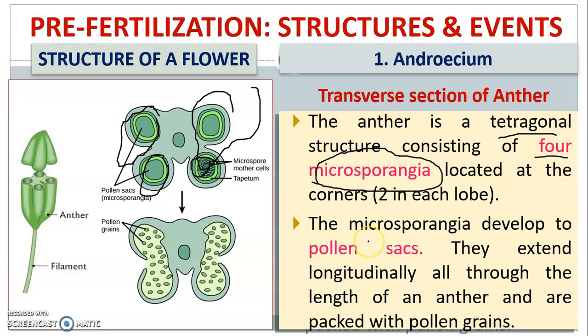Now, the microsporangia further develops into a pollen sac. Now, the word is pollen sac. The pollen is the male gametophyte, and sac is the bag-like structure. So pollen sac means the sac that contains the pollen grain, right? So the microsporangia that develop into the pollen sac extend longitudinally all through the length of an anther.